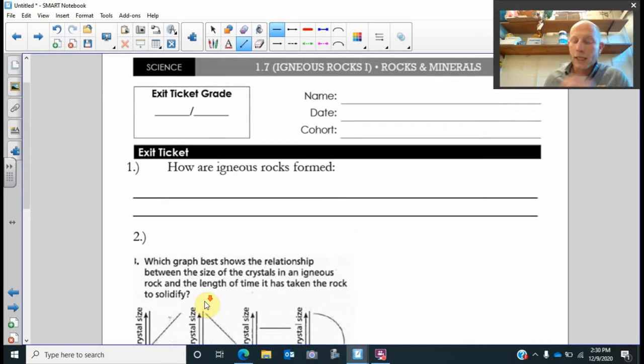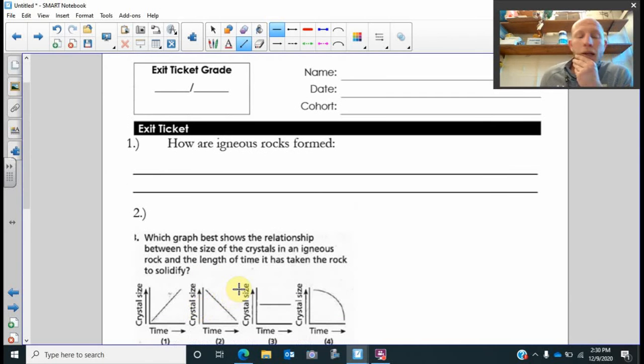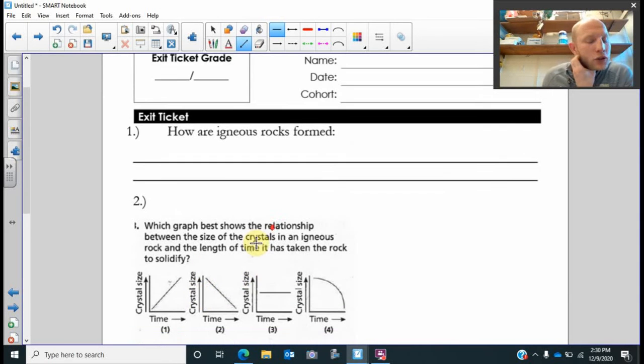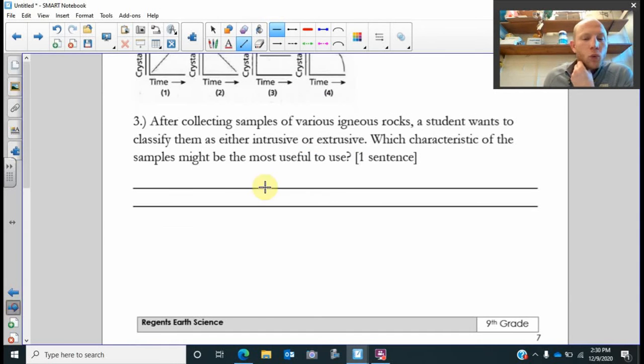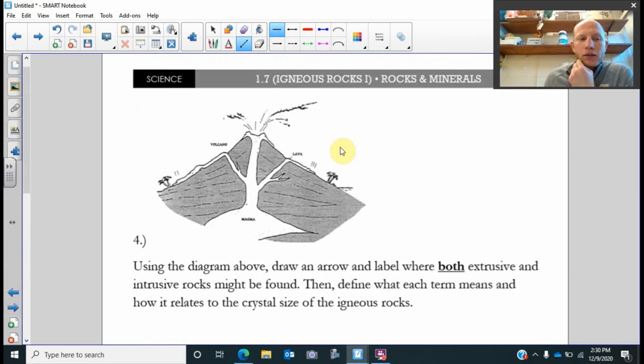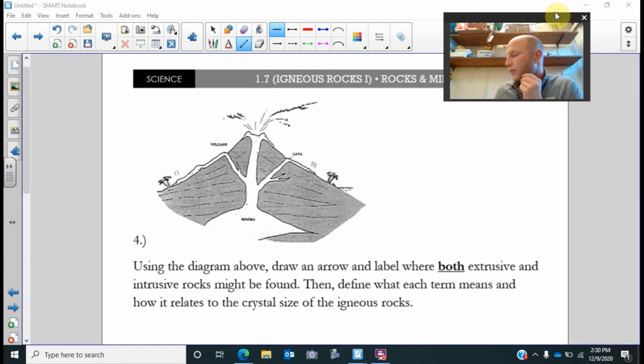Okay, and then I handed out this as homework. So you guys need to go ahead and finish 1, 2, 3, and 4. And I'll go ahead and grade that when you guys get that turned in. All right. So it's going to ask you some stuff.